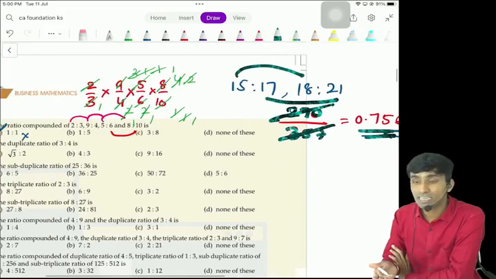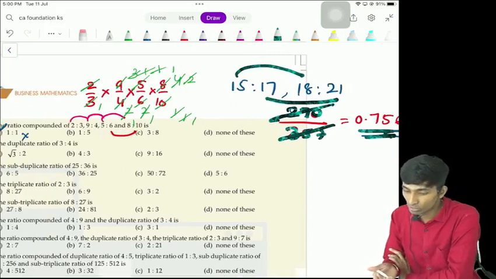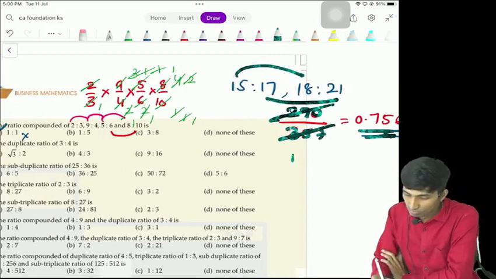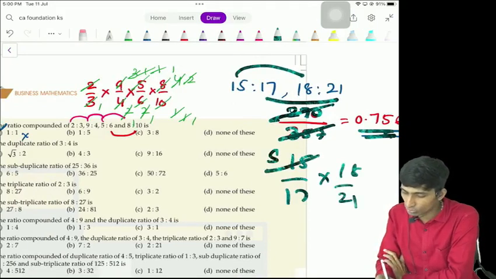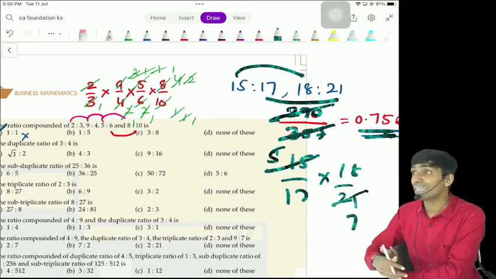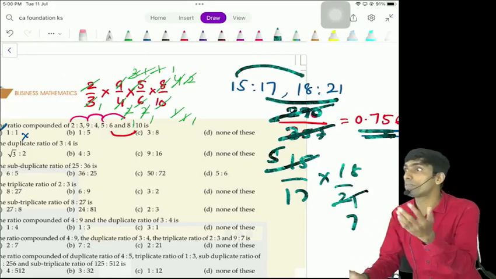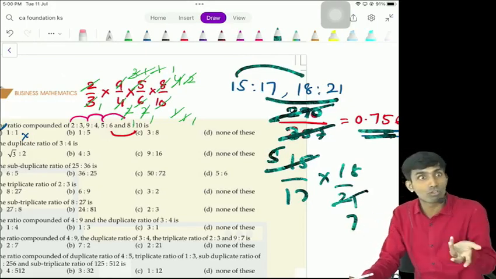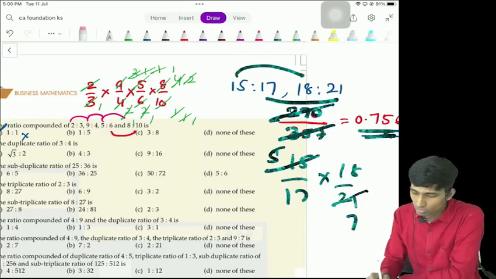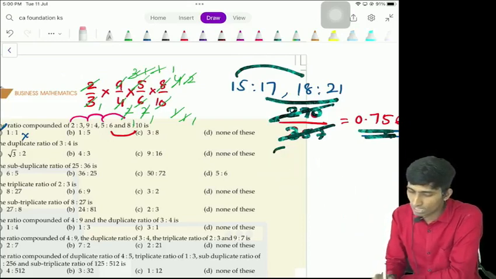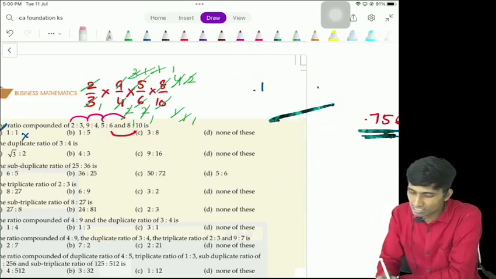Here still the numbers are such that you can cancel out. 15 by 17 into 18 by 21, I think you can cancel this out, yes or no? 3 fives are 15, 3 sevens are 21, still easy. There can be numbers, I am saying, where cancelling will be difficult for you. Prime numbers and all, 19, 17, you should know the tables, no? If you don't know the tables, you can't do anything. Therefore, directly take the answer in decimal.